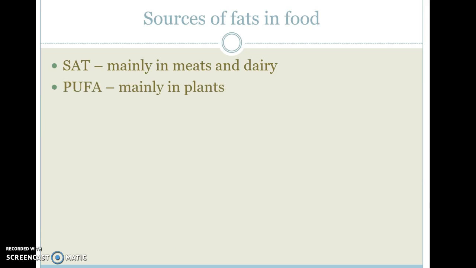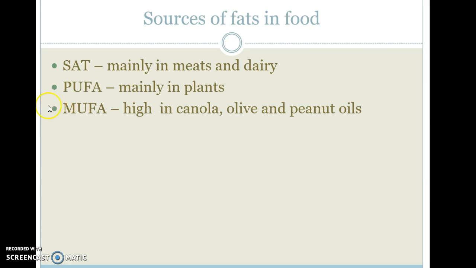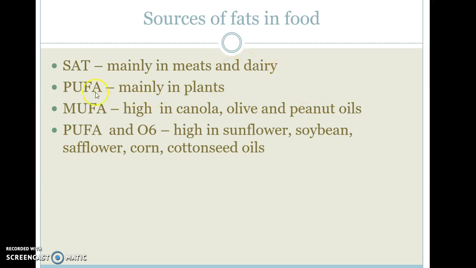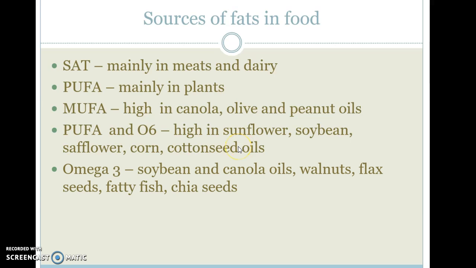Saturated fat then is mainly in meats, polyunsaturated fatty acid in plants, monounsaturated fatty acids in these particular oils, and then the omega-6 in particular these oils, and the omega-3 in these types of oils. So now chia seeds, flax seeds, you'll see that a lot in foods because we know they're high in omega-3. And cholesterol is mainly in meats and animal products.